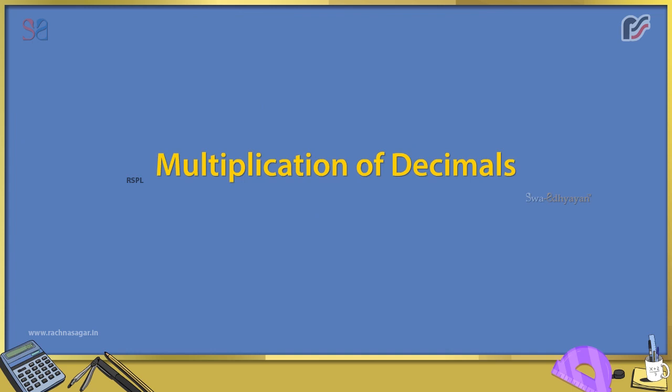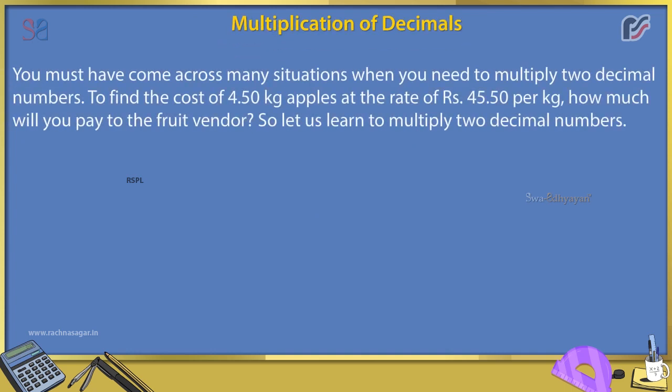Multiplication of decimals. You must have come across many situations when you need to multiply two decimal numbers. To find the cost of 4.50 kg apples at the rate of rupees 45.50 per kg, how much will you pay to the fruit vendor? So, let us learn to multiply two decimal numbers.